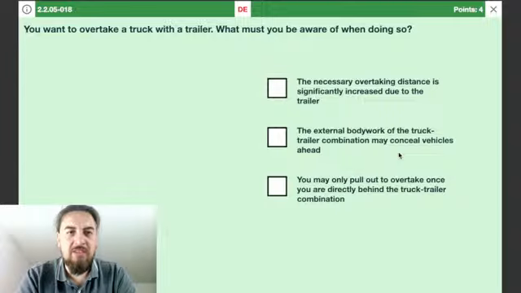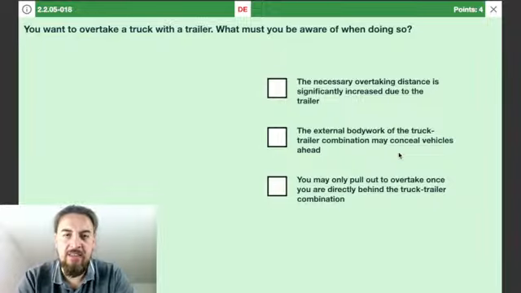You want to overtake a truck with a trailer. What must you be aware of when doing so? The necessary overtaking distance is significantly increased due to the trailer. The external bodywork of the truck-trailer combination may conceal vehicles ahead. You may only pull out to overtake once you are directly behind the truck-trailer combination.